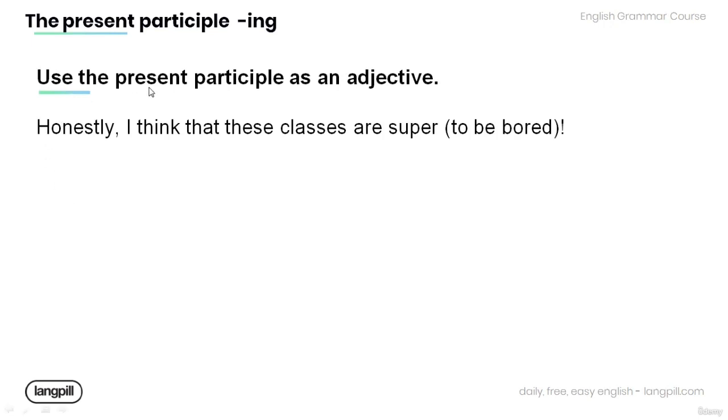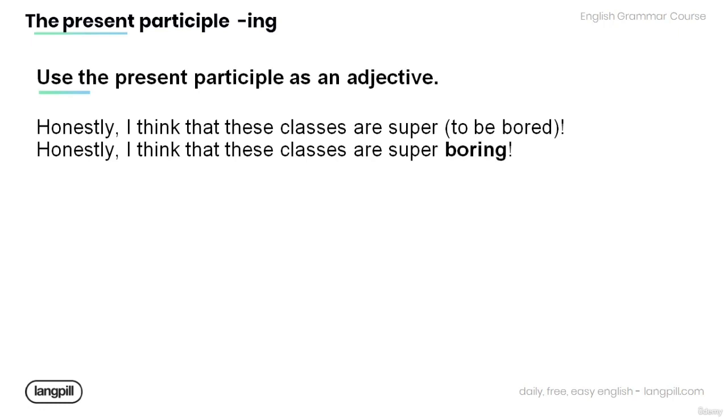Note that we also use the present participle as an adjective. Now read the following sentence and provide the present participle form of the verb in the bracket. Honestly, I think that these classes are super to be bored. Honestly, I think that these classes are super boring.